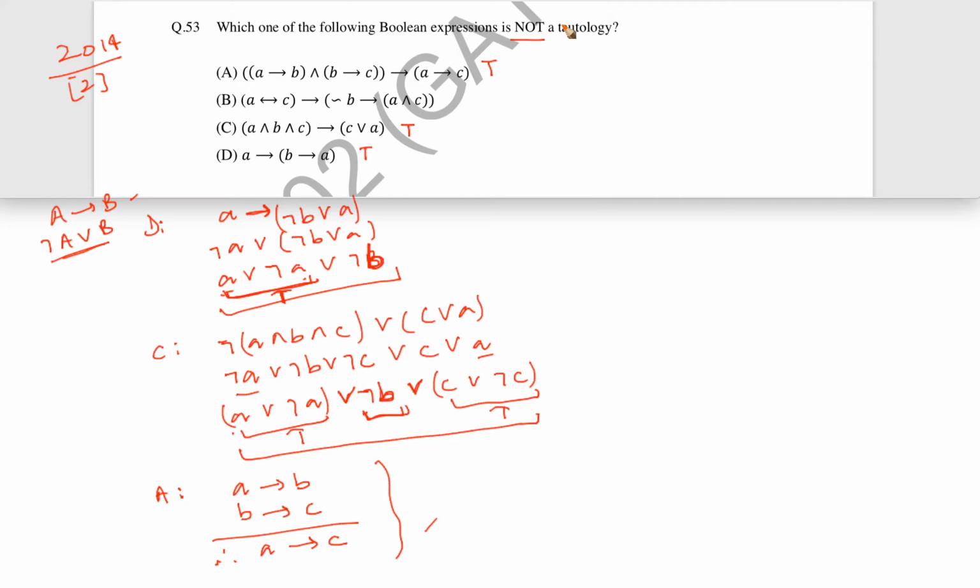Now you understand that one of them has to be not a tautology, and that is going to be the answer. So the answer is going to be B. But first let's justify that B is not a tautology. Let's understand B.